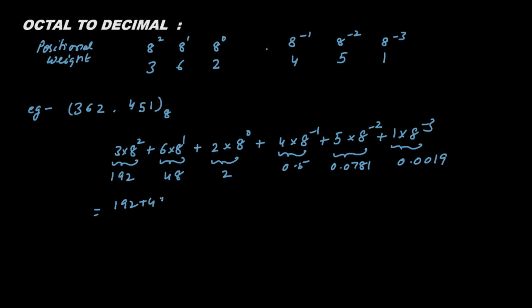So if I add all these, 192 plus 48 plus 2 plus 0.5 plus 0.0781 plus 0.0019, what I get is 242.58 to the base 10. So this is how we are going to convert from octal to decimal. Now I come to conversion from octal to hexadecimal number system.